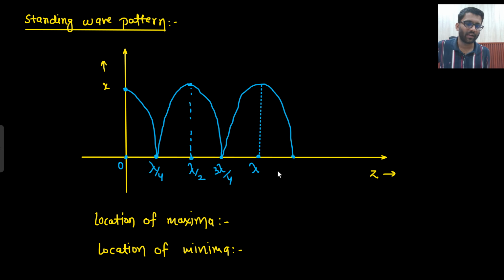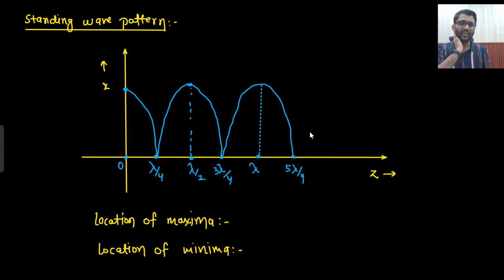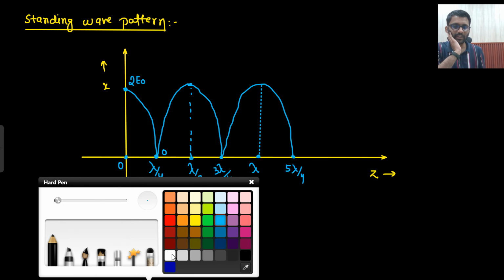This will be lambda. And what about this? This will be 5 lambda by 4, and again it is becoming 0 at 5 lambda by 4. So this is how we draw a standing wave pattern. So what was this peak value? That is 2 E naught. And what is this minimum value? That is 0.